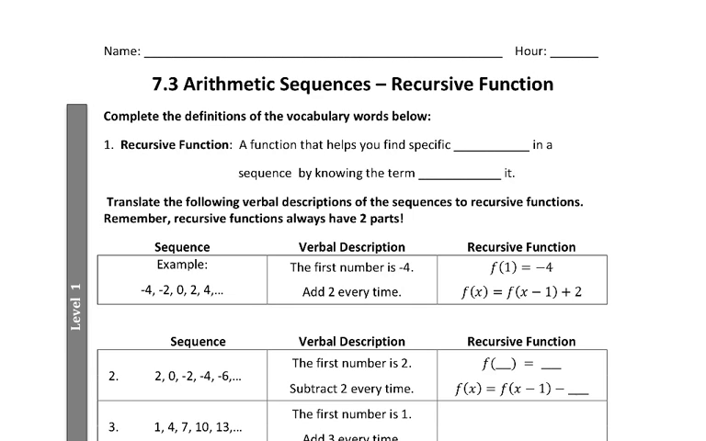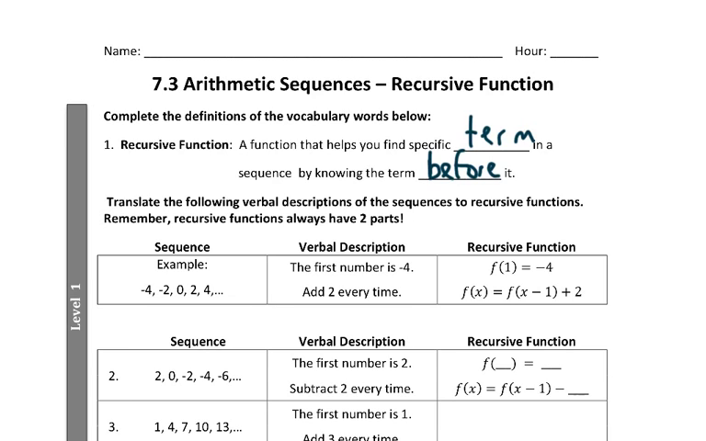A recursive function is a function that helps you find a specific term in a sequence by knowing the term before it. And I know that seems kind of crazy, and it's like, why would you use that in real life? Truthfully, this is a big computer programming aspect. When people write computer programs, they often depend on the information that comes before. So this is my way of teaching you how to write something that you're thinking about in math terms.